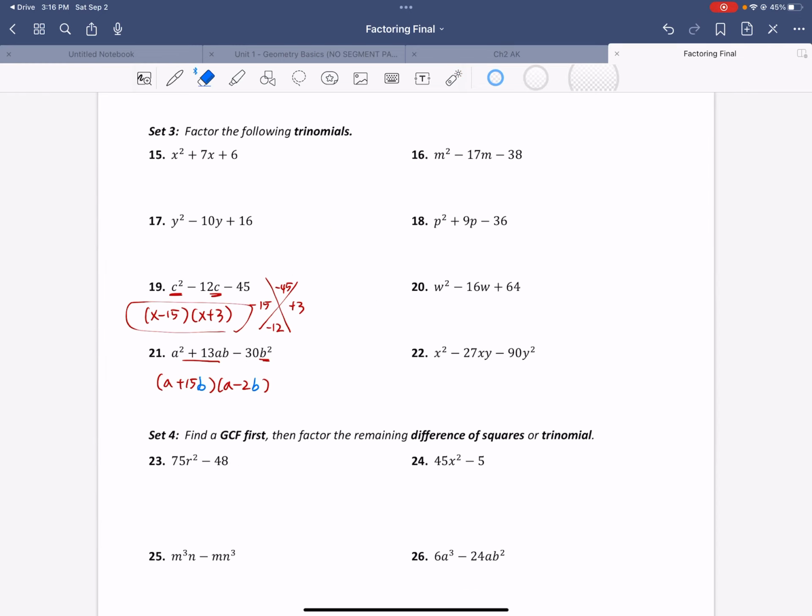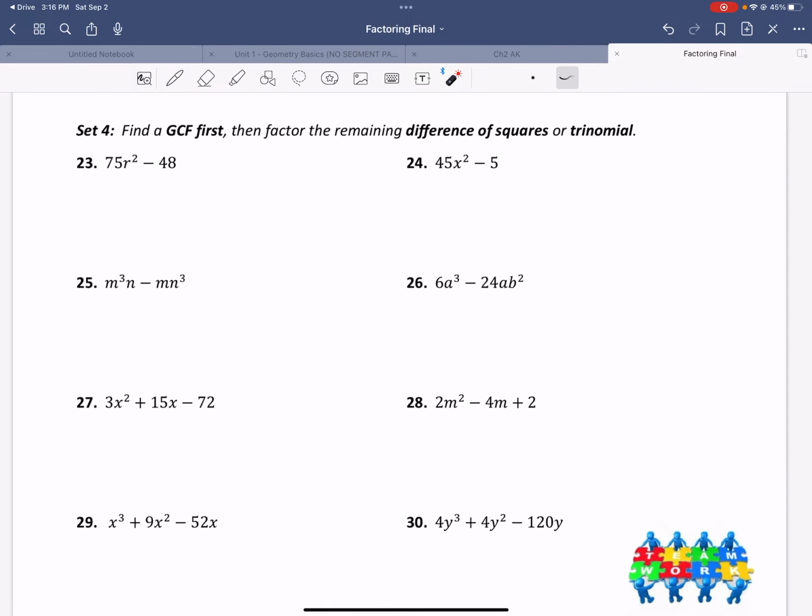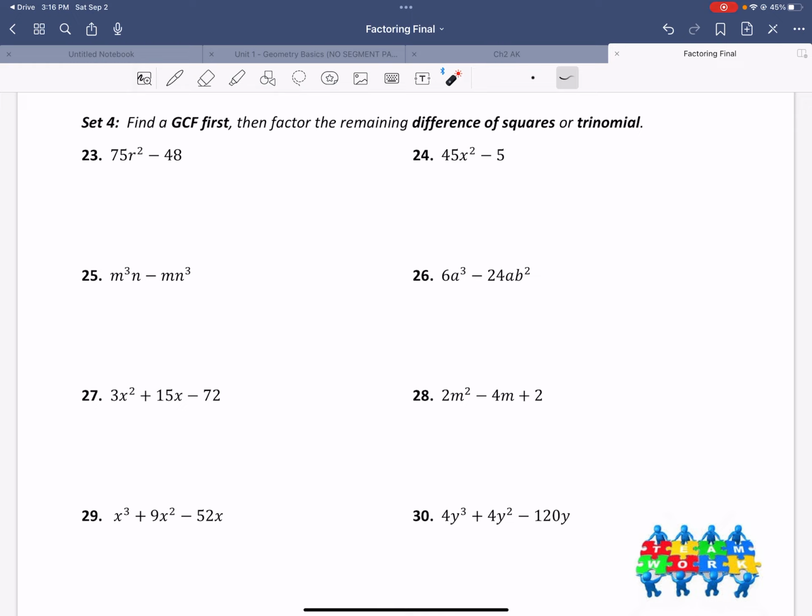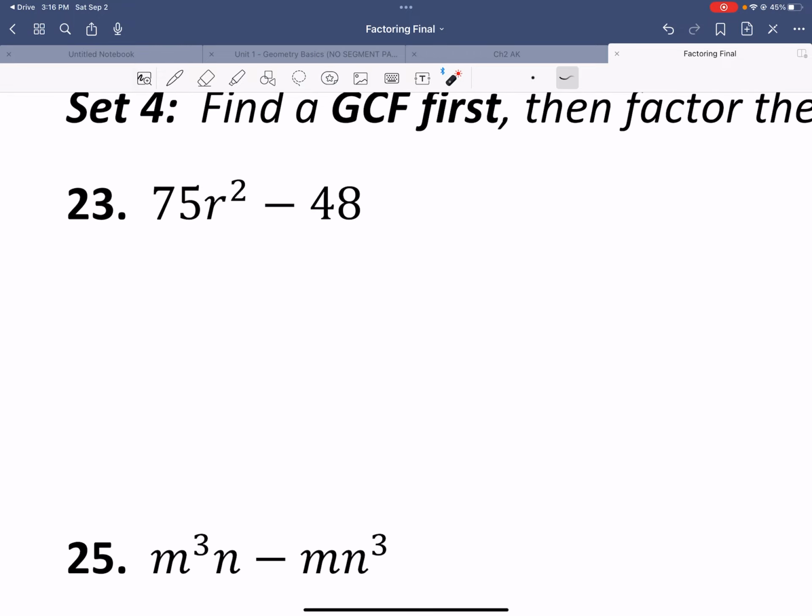So that's about it. I think you guys can do this one by yourself, like the rest of them. So here, set 4. They're very kind. It says find GCF first and difference of square. That's what you should do first. So for example, 75 and 48. I will use the traditional method first and then my own method later.